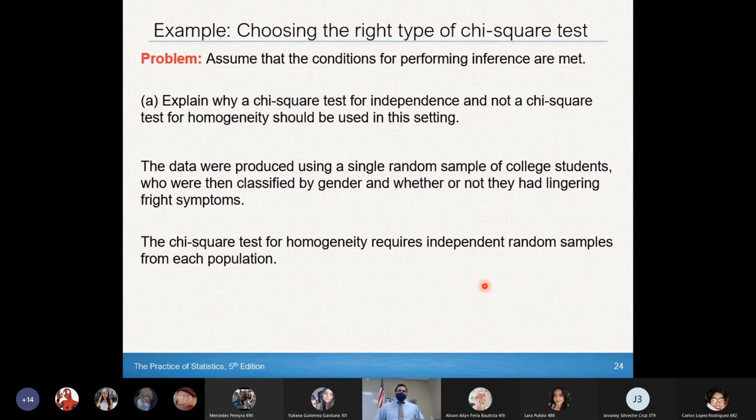The chi-square test for homogeneity requires independent random samples from each population. So we could have done a similar type of study, but sampling randomly from a population of males at the school and a population of females, kind of creating a separation before sampling. But because this was from a single random sample, from a single population, those are not independent samples as they need to be for a test for homogeneity.